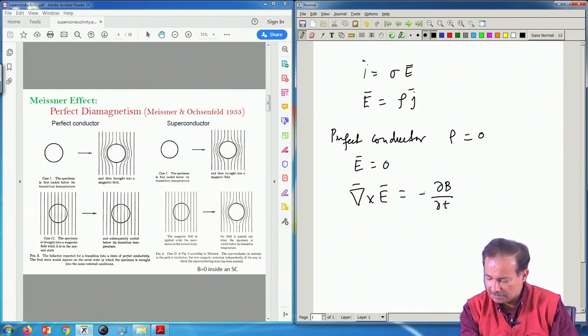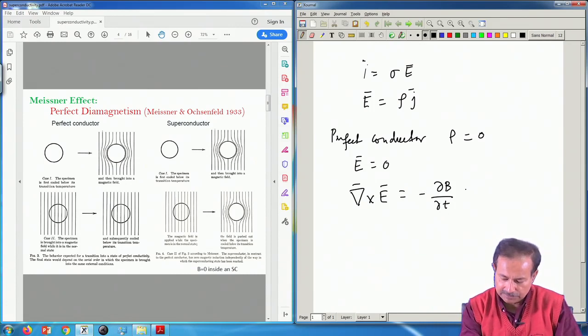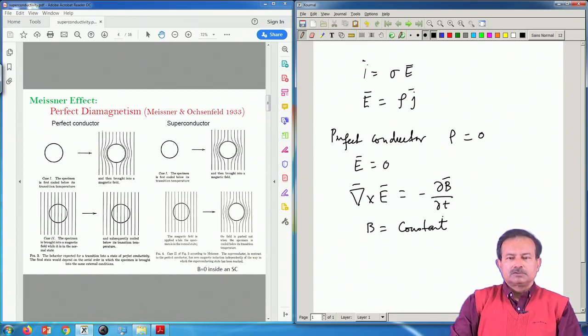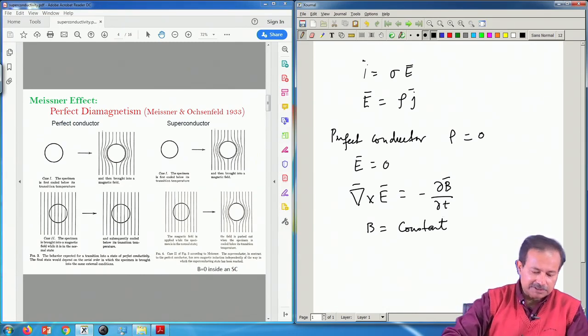So, in that case, I have chosen c equal to 1 and all that. If E is 0, then B has to be constant. B cannot be time dependent, right. So, whatever B you start with has to remain in a perfect conductor, and let us see why that is.